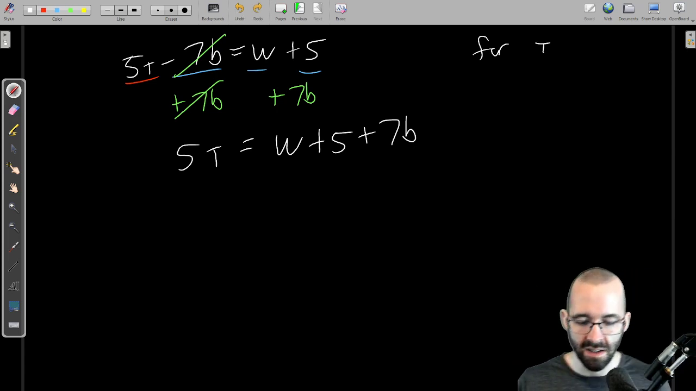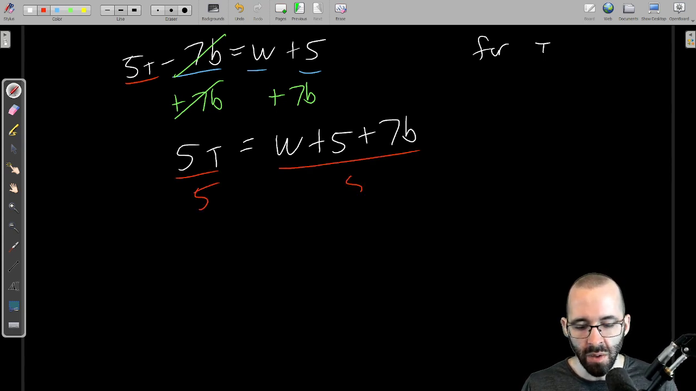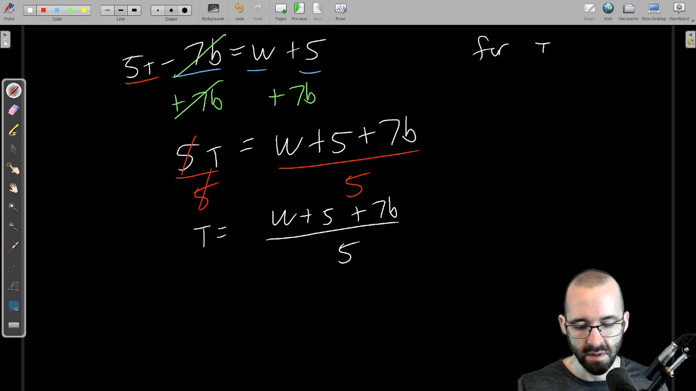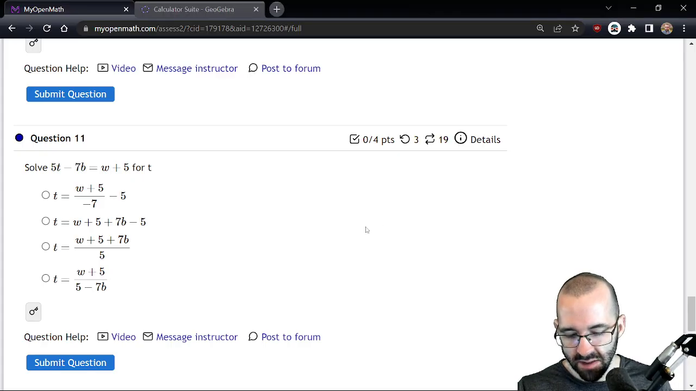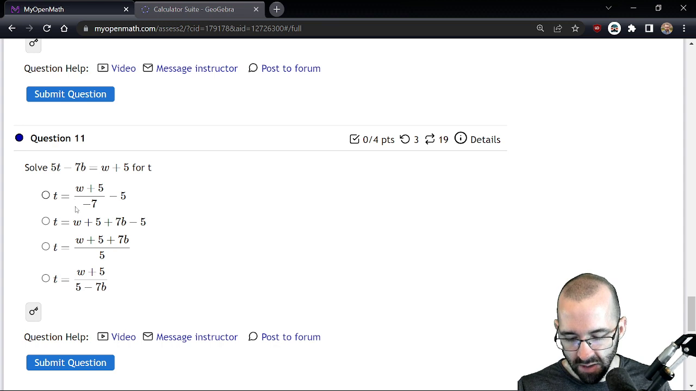That's the right-hand side. Now, t is getting multiplied by 5. We need to fix that, cancel it out by dividing by 5. What we do to one side, we have to do to the entire other side. Left-hand side cancels, and we get t is w plus 5 plus 7b, all divided by 5. Now let's choose the right answer. W plus 5 plus 7b, all over 5. There it is.